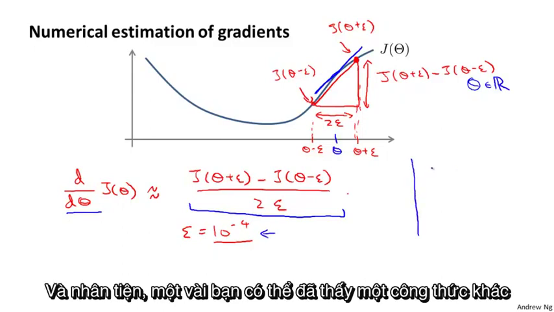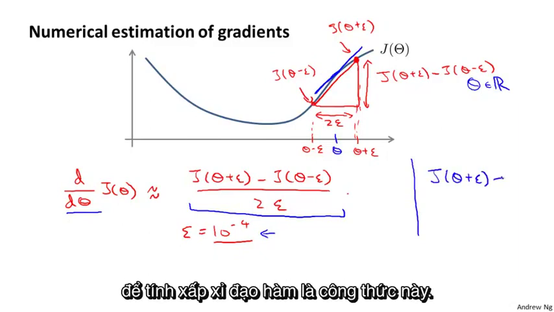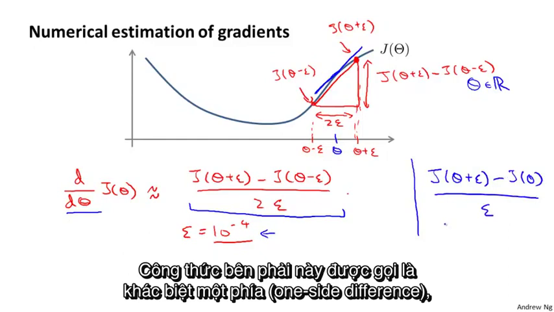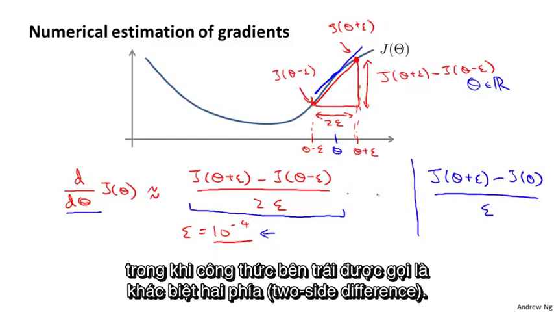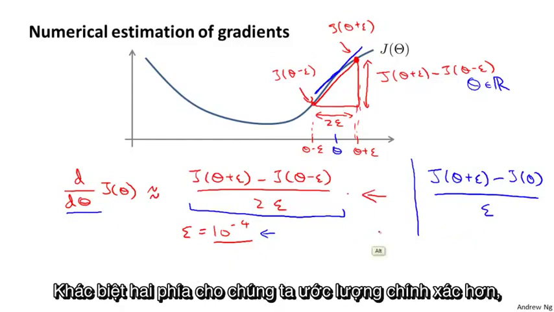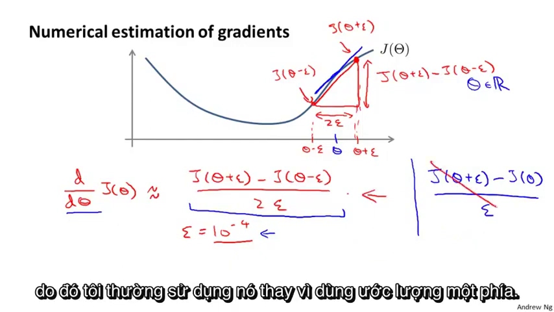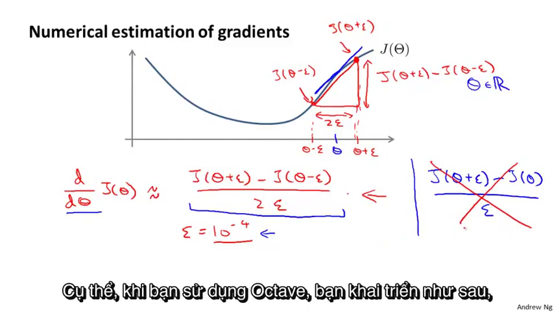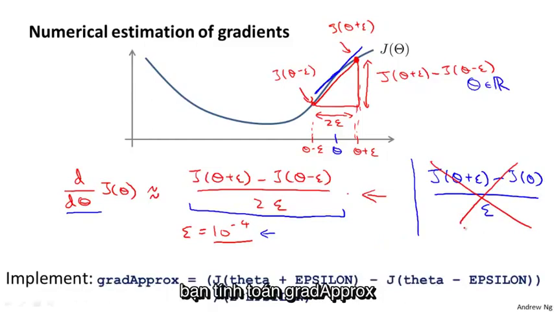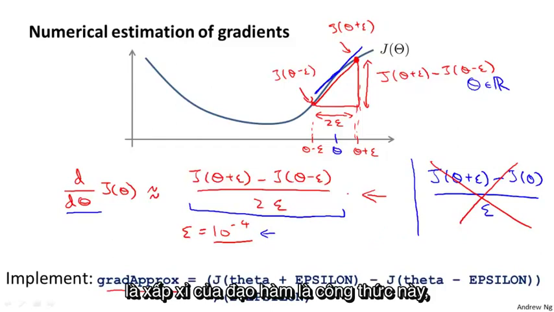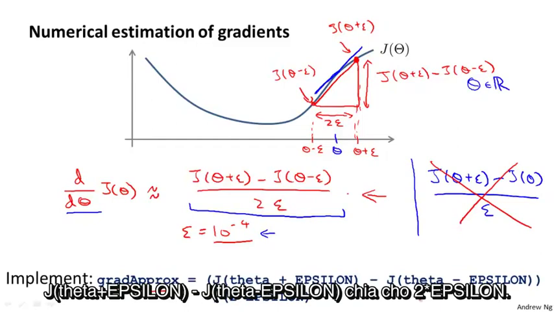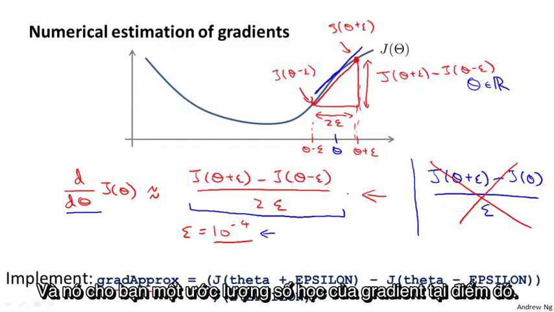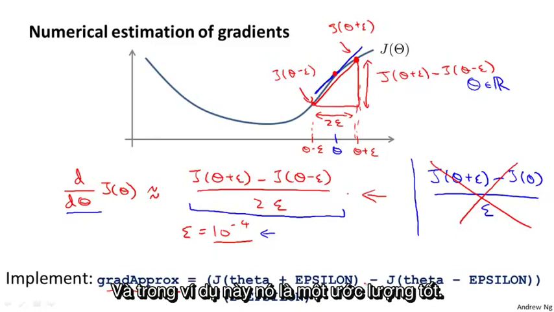And by the way, some of you may have seen an alternative formula for estimating the derivative, which is this formula. This one on the right is called the one-sided difference, whereas the formula on the left is called the two-sided difference. The two-sided difference gives us a slightly more accurate estimate, so I usually use that rather than the one-sided difference estimate. So concretely, what you implement in Octave is code to compute gradApprox, which is going to be our approximation to the derivative: J of theta plus epsilon minus J of theta minus epsilon divided by 2 times epsilon, and this will give you a numerical estimate of the gradient at that point. And in this example, it seems like it's a pretty good estimate.